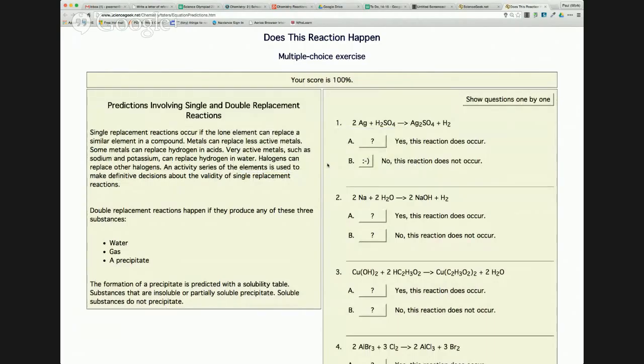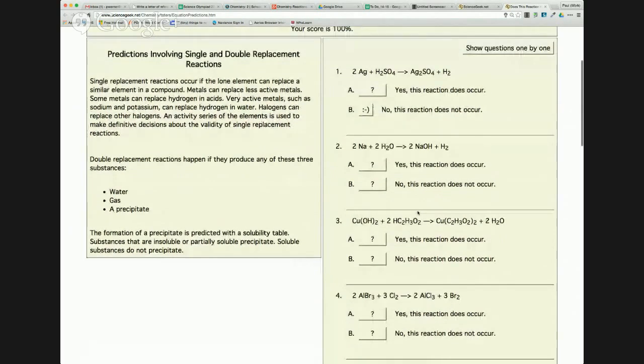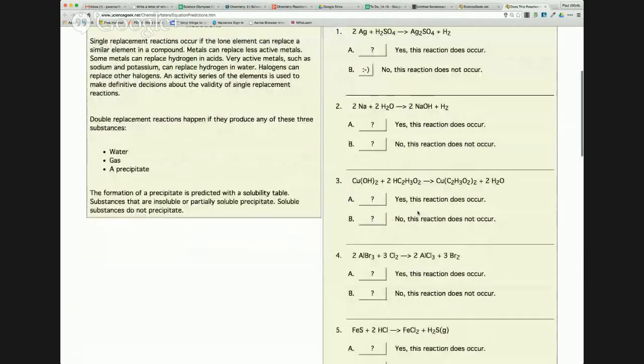Interesting. Anyway, answer the questions over here. This is how we're doing it. So you can do those.